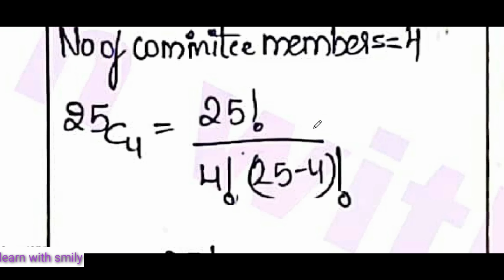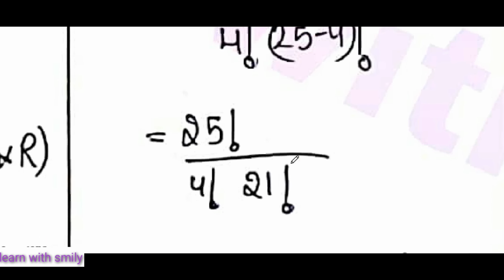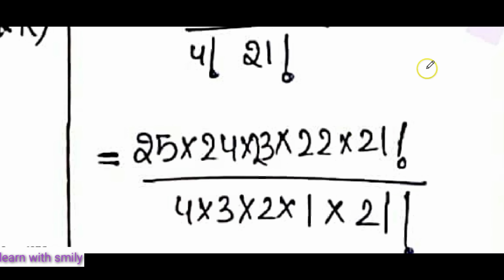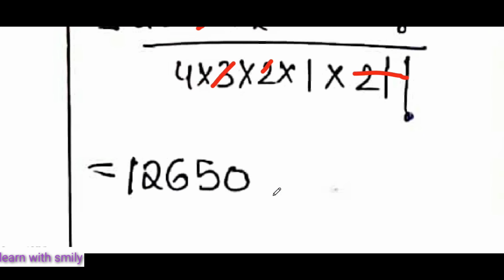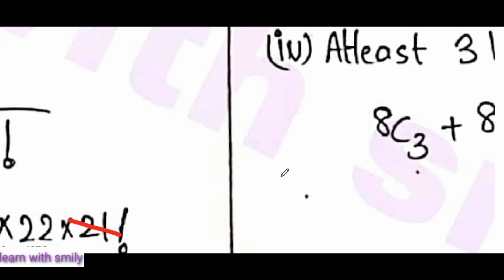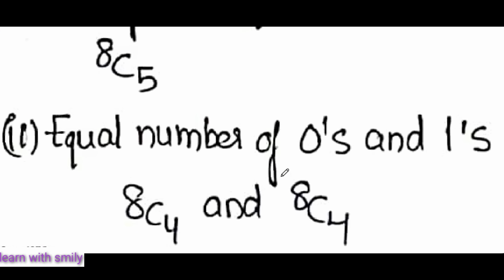So 25C4, as per the formula, is 25 factorial by 4 factorial into 25 minus 4 factorial. Here we will expand 25 factorial until we get 21 factorial, because there will be an easy cancellation. And we will make it 3 sixes and 2 threes. Like that you have to calculate, and the final answer will be 12650. This is completely about simplification to the end.